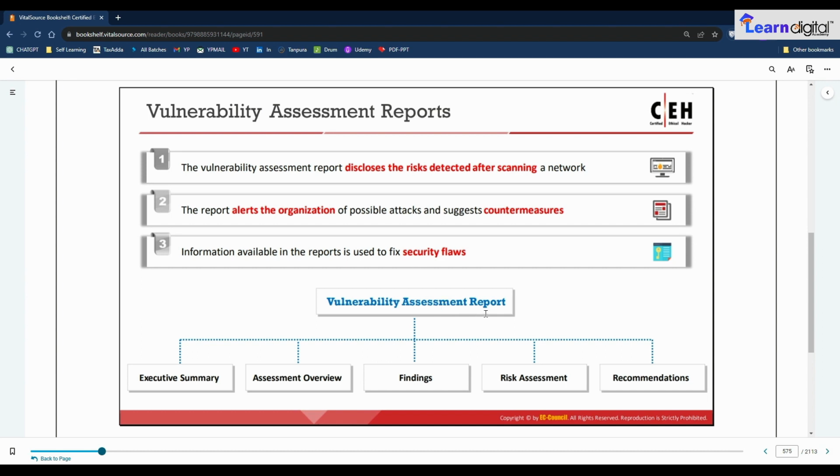One more thing I want to talk about is that vulnerability assessment reports disclose the risks that are detected through scanning the networks, right? Tools such as Nessus Professional, GFI LanGuard, and Qualys Vulnerability Management are used for vulnerability assessment. These tools provide comprehensive assessment reports in the specified format, and the reports alert the organization to possible attacks and suggest countermeasures. The report provides details of all the possible vulnerabilities with regard to the company's security policies. The vulnerabilities are categorized based on severity into three levels: high, medium, and low risk.